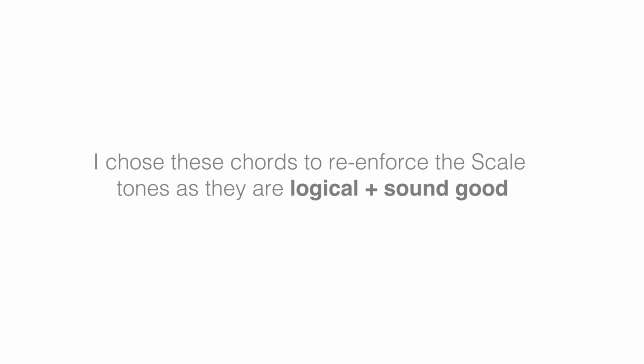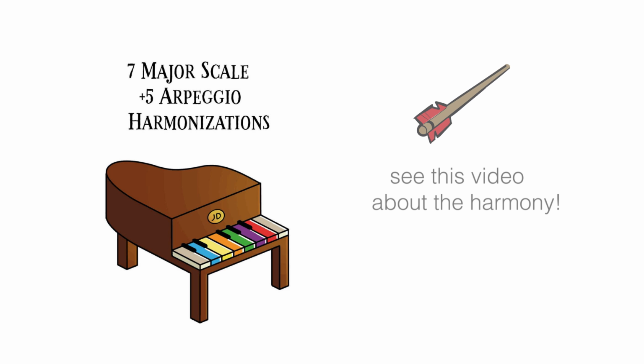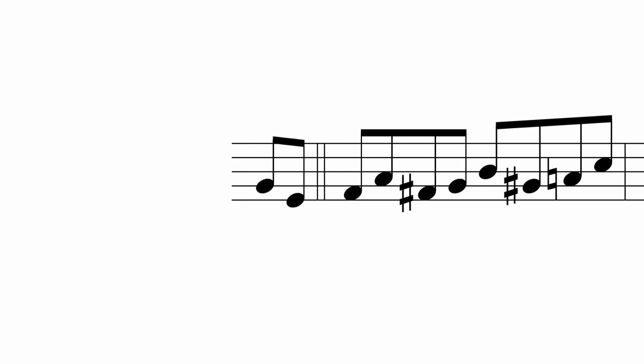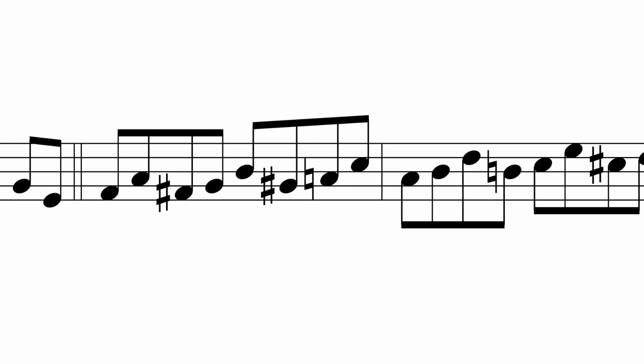A note about the chords. I chose these chords to reinforce the scale tones, as they are logical, sound good. Other chords could have been used. In the next example, number 4 of the PDF, the duration of the scale target degree is now the same as the approach note, an eighth note. This yields an interesting eighth note line with groups of 3.